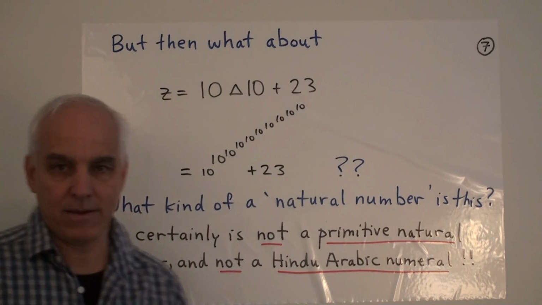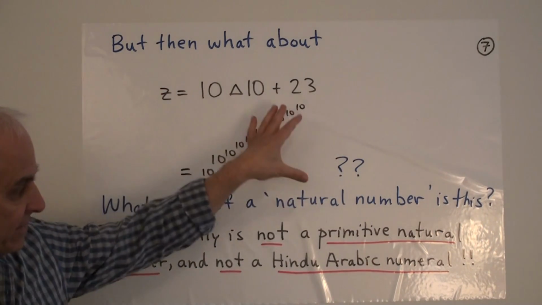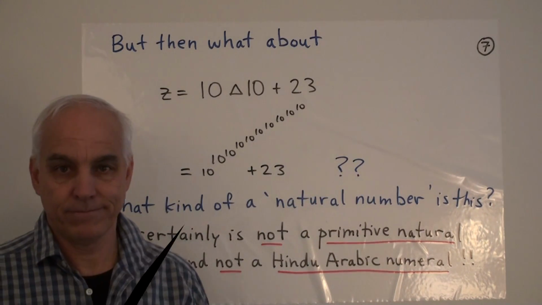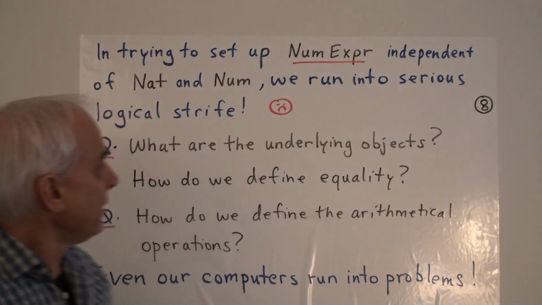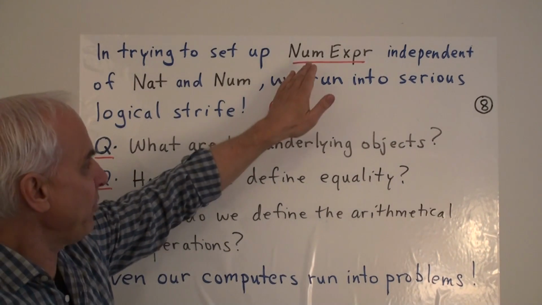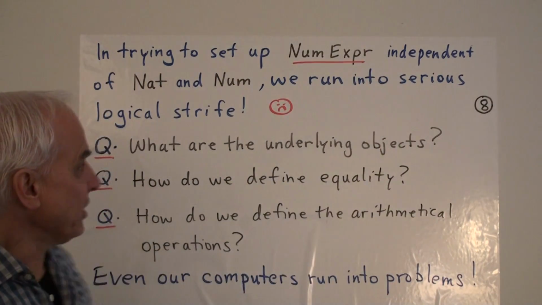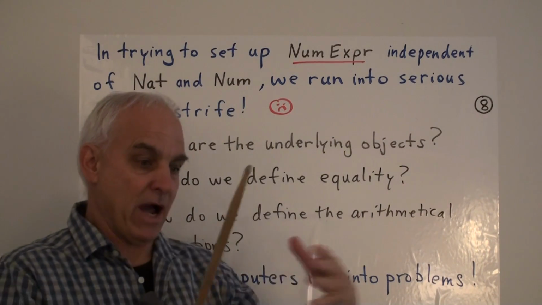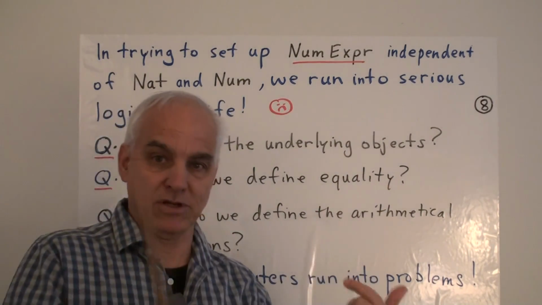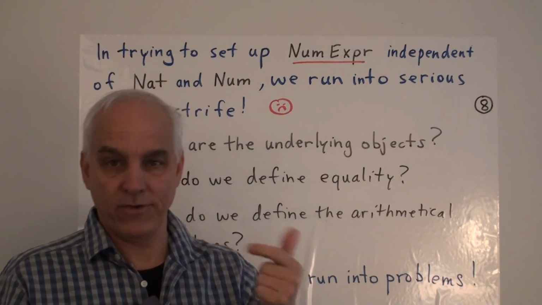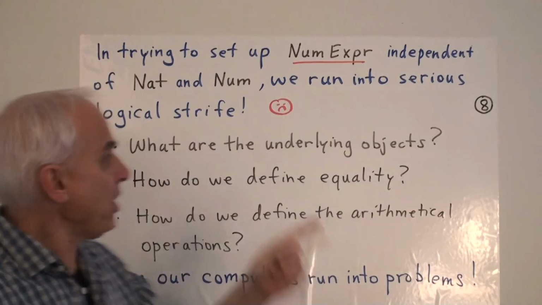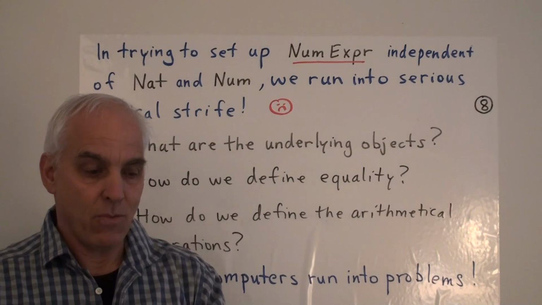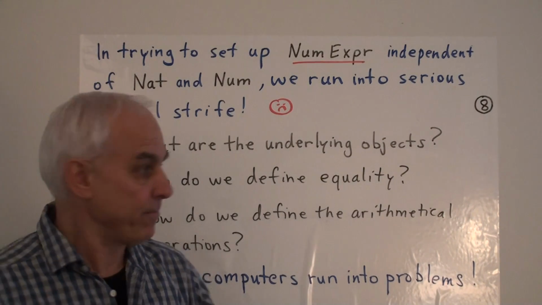This is just way too big. So this thing, whatever it is, is something that really is going beyond nat and beyond num. So the unfortunate reality is that if we're trying to set up a type, say num expression, which is actually independent of natural numbers and numerals, in other words, which aspires to describing objects which cannot be described as primitive natural numbers or as Hindu-Arabic numerals, then we are involved in serious logical strife. We have serious challenges ahead of us, which are not at all obvious how to overcome.